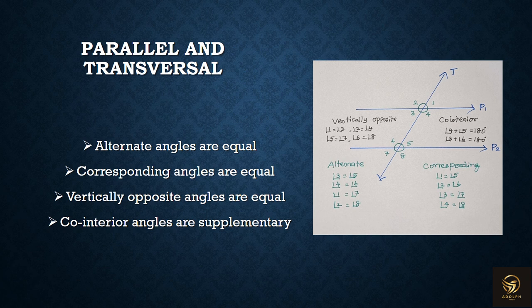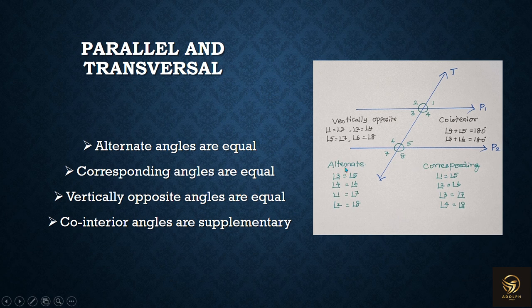That's what we have named in different ways, like you can see here: corresponding, alternate, vertically opposite, co-interior angles. You can even take 1 + 8 = 180, that is co-exterior, that also you can take. The properties are: alternate angles are equal, corresponding angles are equal, vertically opposite angles are equal, co-interior angles are supplementary.